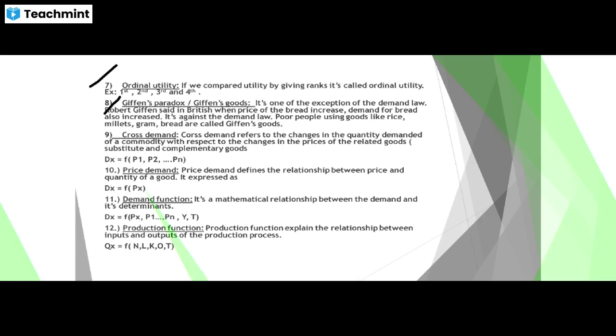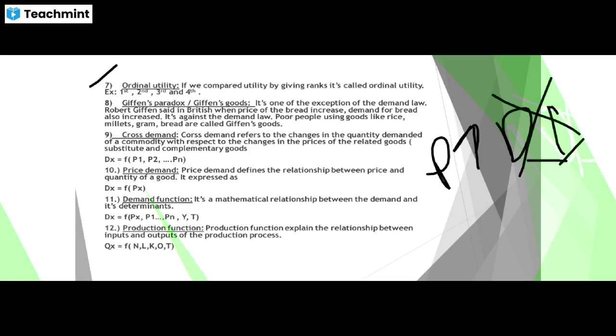And if you see the eighth one, Giffen paradox or Giffen goods. We already know that according to the law of demand, price and demand have a negative relationship. If one increases, the other will decrease. But there are some goods which won't work according to the law of demand. That means if the price increases, demand will not decrease. So these are the exemptions. One of the exemptions is the Giffen paradox.